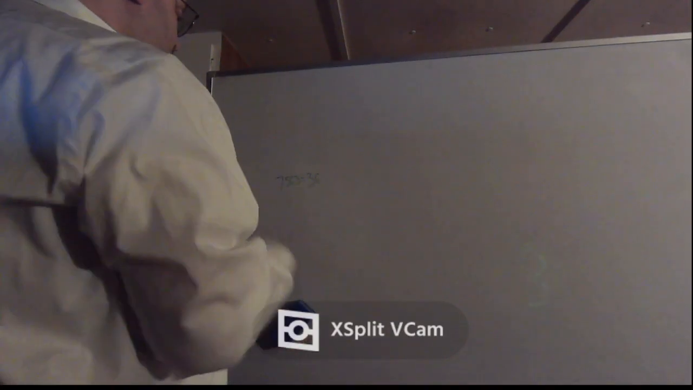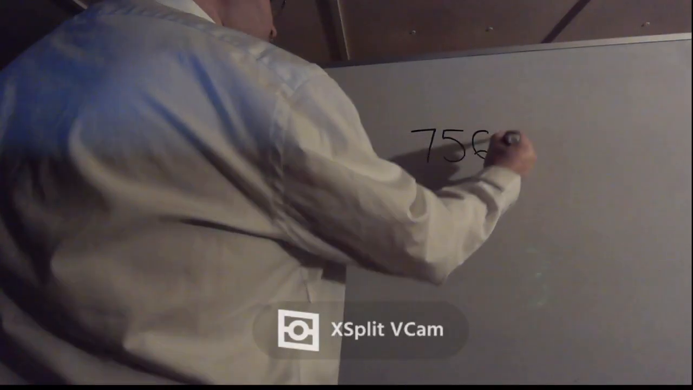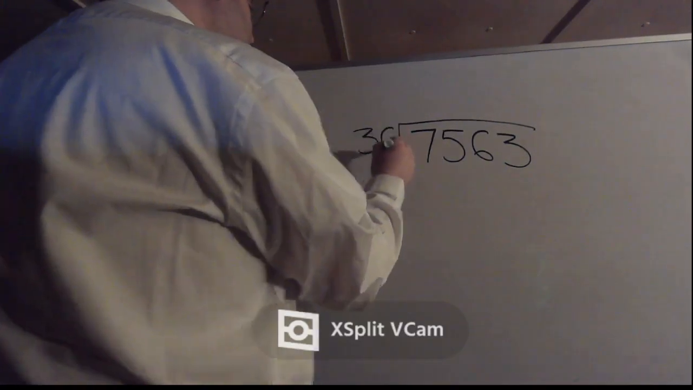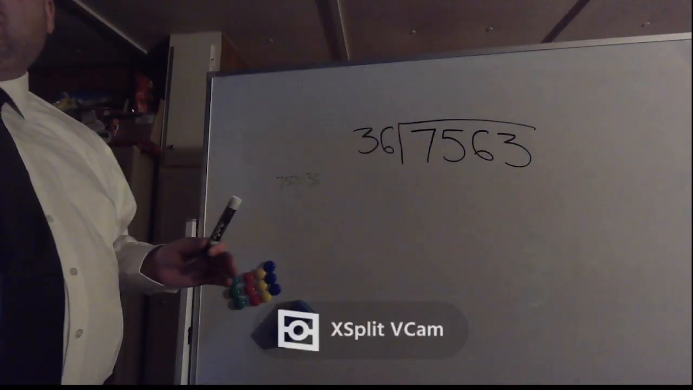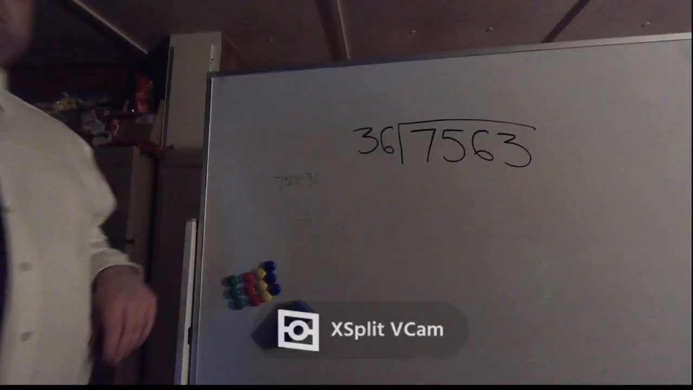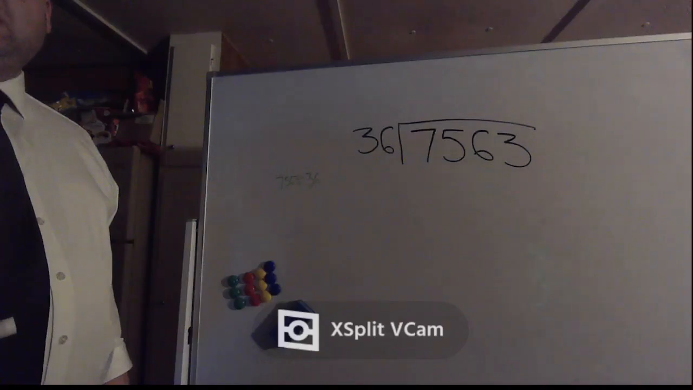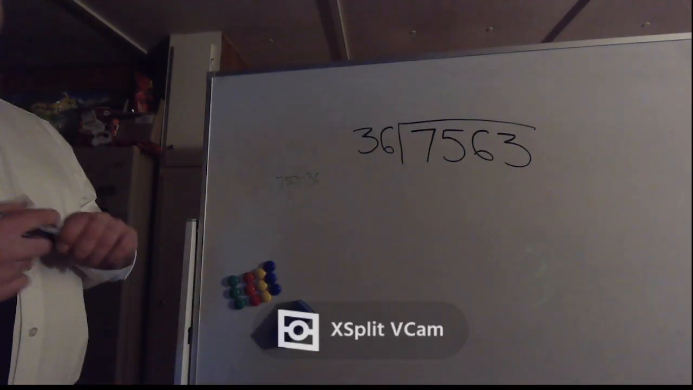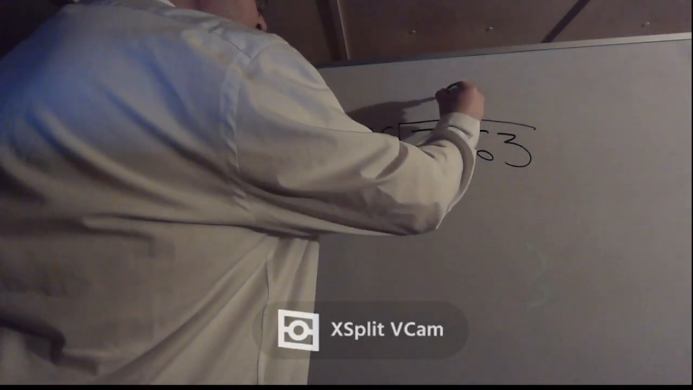Let's do another one here. 7,563 divided by 36. Okay. So 36 doesn't go into 7 at all. It's 0. But how many times does 36 go into 75? So 36 times 1 is 36. 36 times 2 is 72. 36 times 3, on the other hand, is 108. So that's going to put us over if we use times 3. So 36 goes into 75 twice.